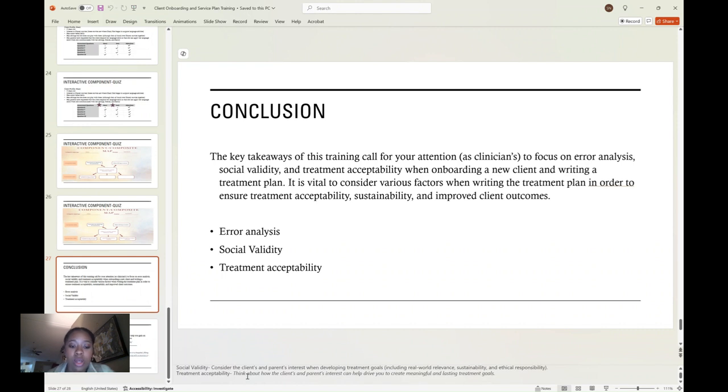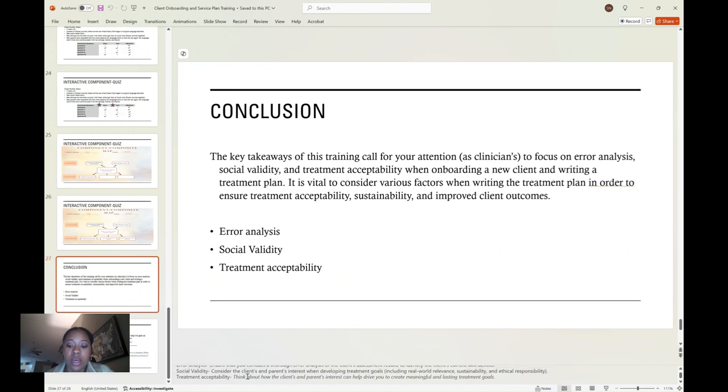Remember to consider the client and parent's interest when developing the treatment goals so that this will help drive you to promote treatment acceptability and ensure sustainability, that the plans continue to work on these treatment goals outside of the session. And ultimately, again, this will lead to improved client outcomes.